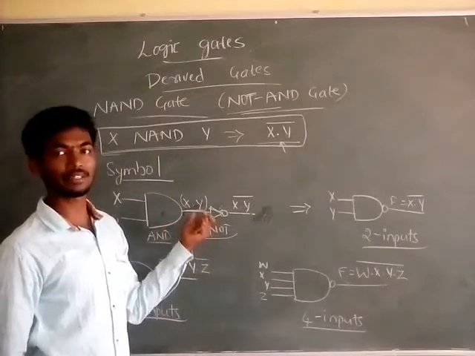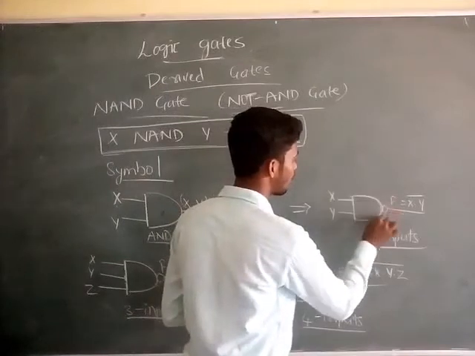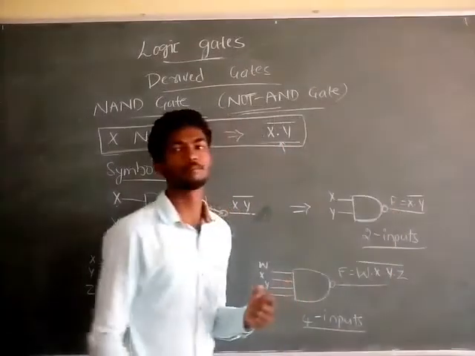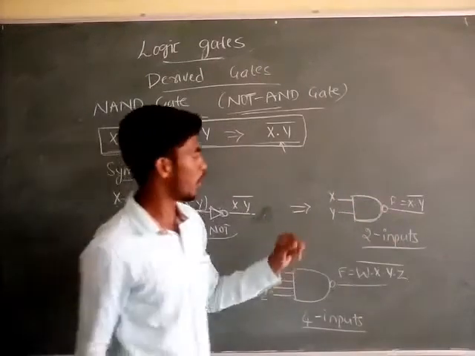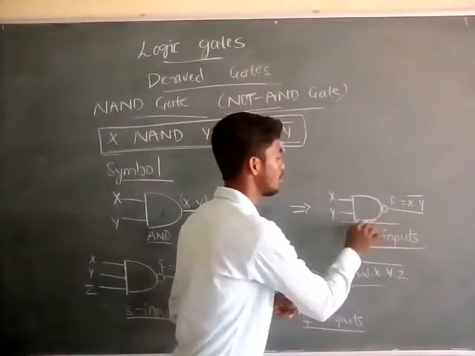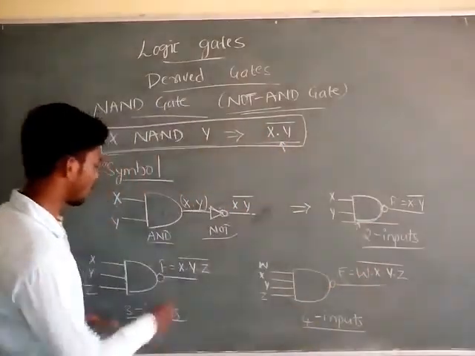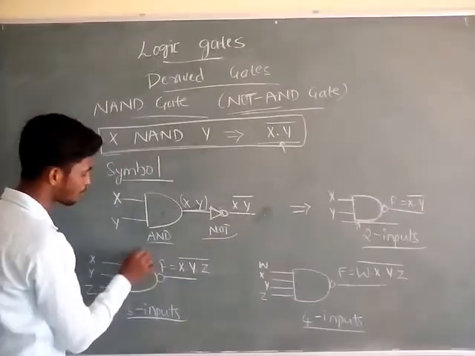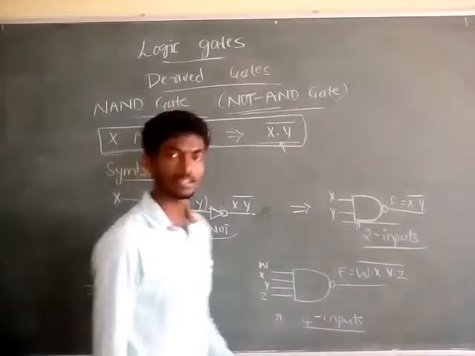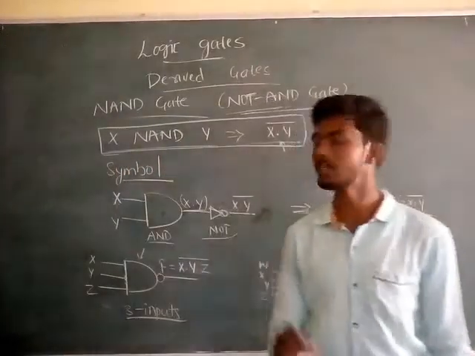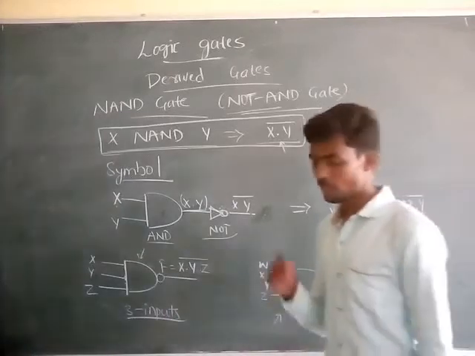Simply it is represented or designed as this. The AND gate will be attached with a small bubble, or small circle, before the output line, which will represent the symbol for the NAND gate. This is for two inputs, and the same symbol is used for three inputs and for four inputs. This is the standard symbol for the NAND gate having two inputs, three inputs and four inputs.